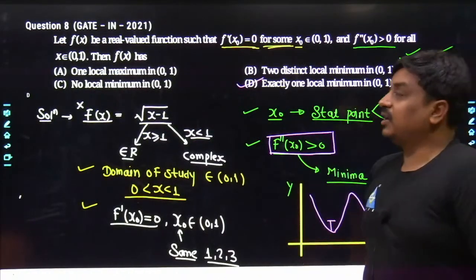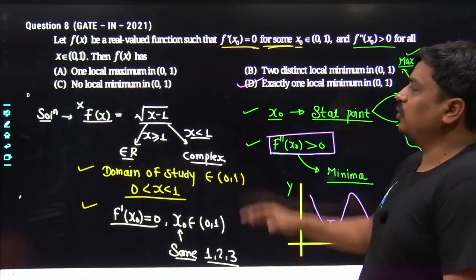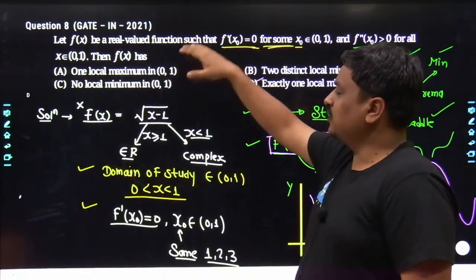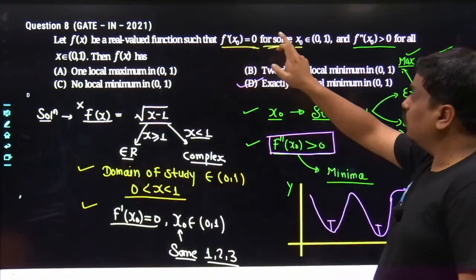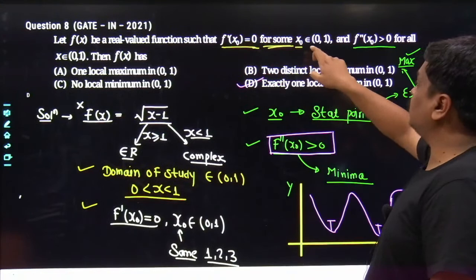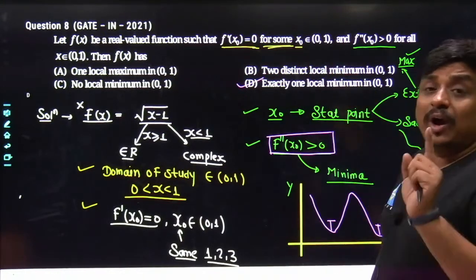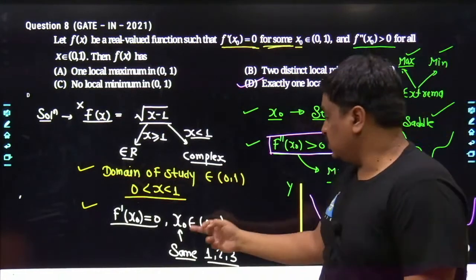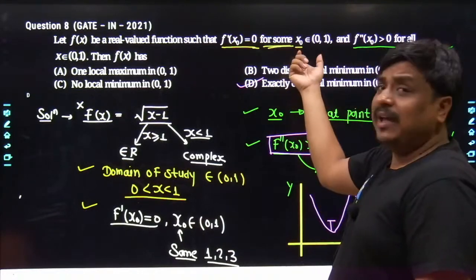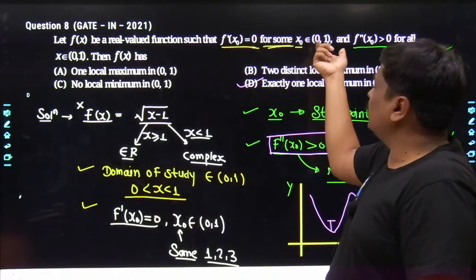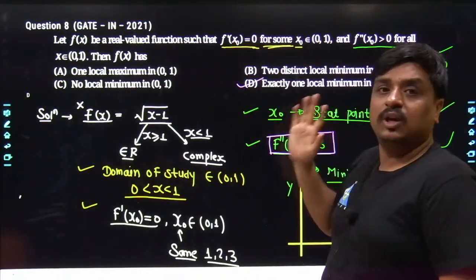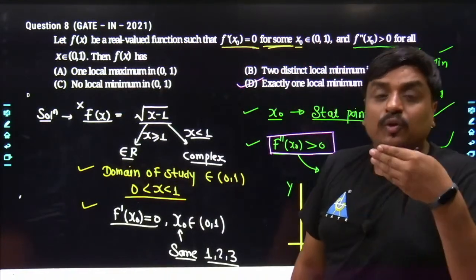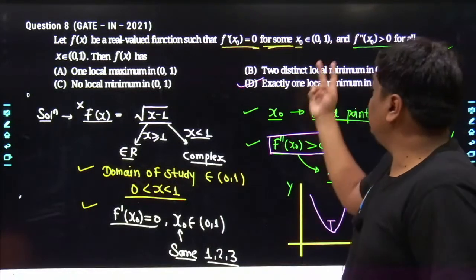Anyways, let me give a few more minutes for this problem. What I am saying, f of x is a real valued function, so obviously this sort of function has been ruled out. That's the first thing. f dash x naught was 0 for some value of x naught where x naught belongs to 0, 1. Why has the word some been taken? Because the x naught could be any value in between 0, 1. It could be 0.1, 0.2, or 0.3. So that means we have got a few stationary points within 0, 1.